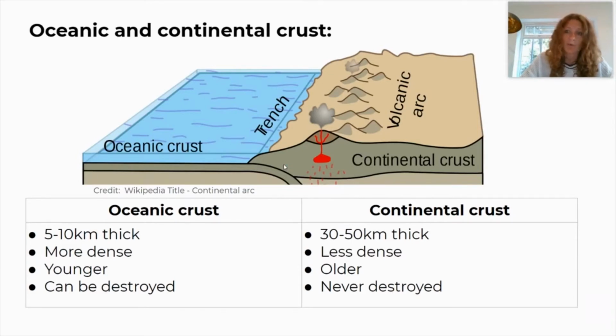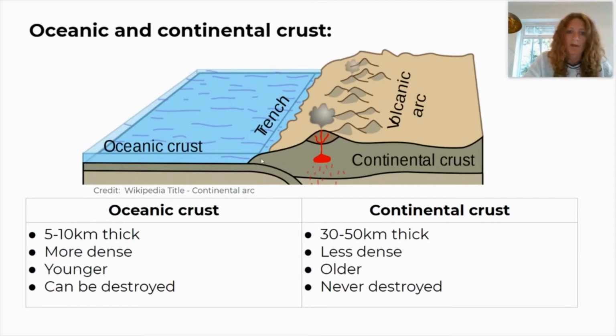Now, the other thing that's important to know is that our oceanic crust is denser, whereas our continental crust is less dense. Now, part of the reason for that is because the oceanic crust sits underneath all that weight of the ocean. And over time, it's been compressed and compressed and compressed and made smaller and smaller and denser, most importantly. Now, the other thing is oceanic crust is younger and it can be destroyed.